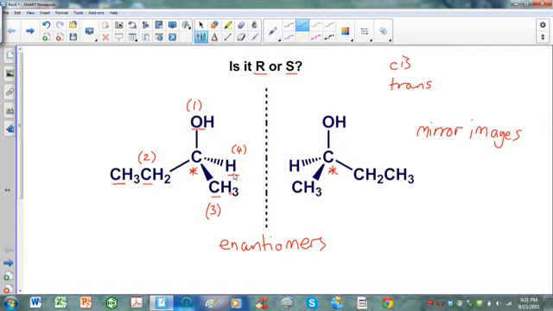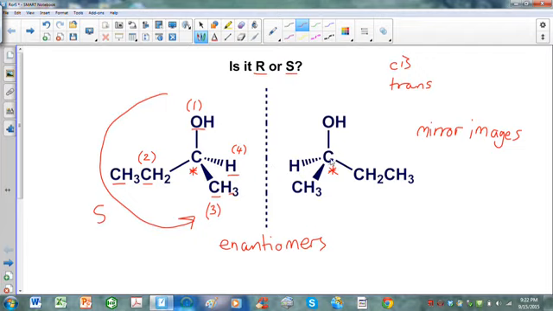The lowest priority group is already pointing in the direction we want it to. It's pointing away from us. And all we do is look at the priority of the others and see which order we have to go to count 1, 2, 3. Now, if you notice here, going from 1 to 2 to 3, I have to go around counterclockwise. Now, going around counterclockwise means your stereochemistry is S when you count round in a counterclockwise fashion.